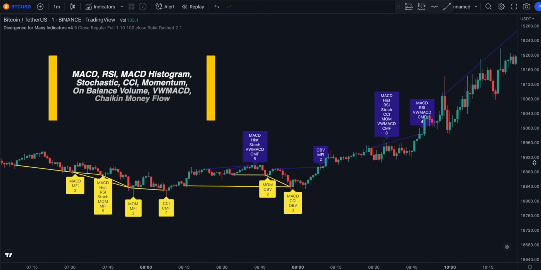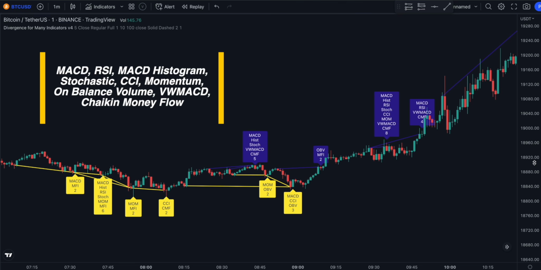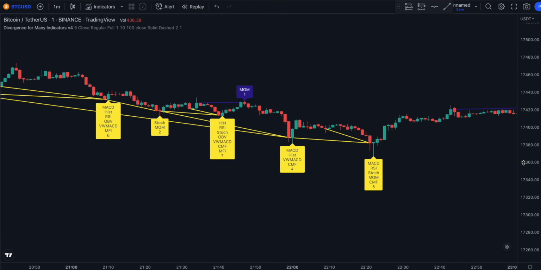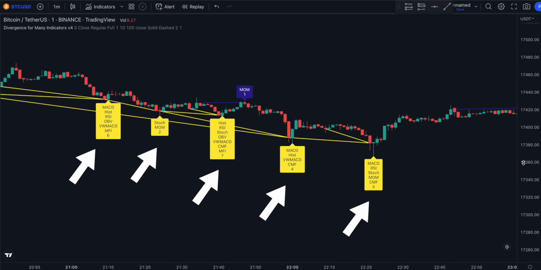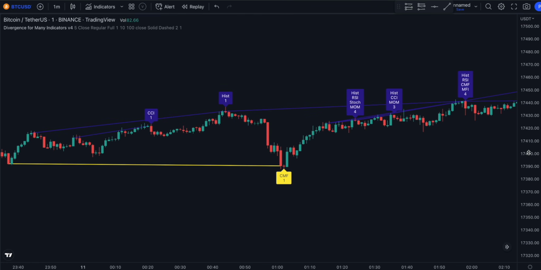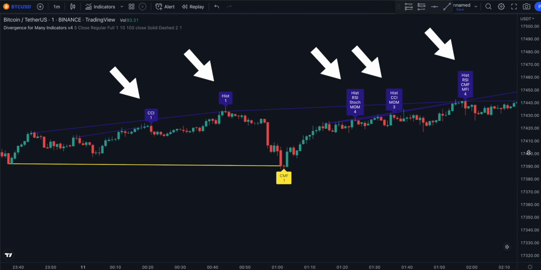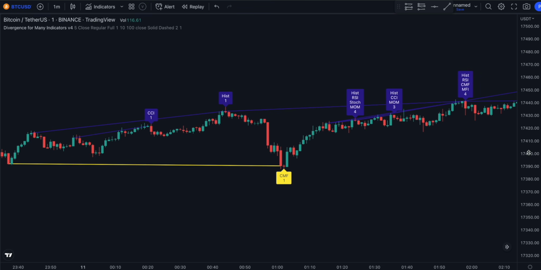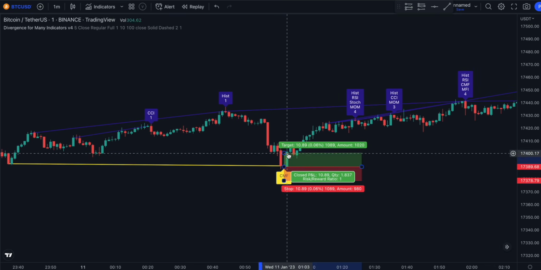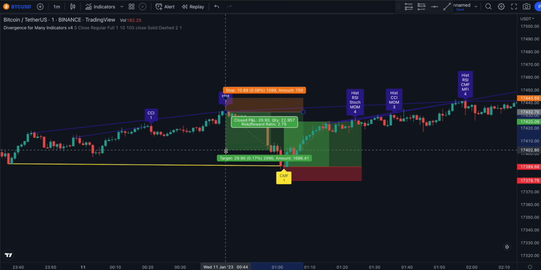The indicators it searches divergences on are MACD, RSI, MACD histogram, stochastic, CCI, momentum, OBV, volume weighted MACD and Chaikin money flow. Whenever the indicator spots a bullish divergence, a yellow label is printed on a chart. And whenever it spots a bearish divergence, it prints a dark blue label above the price. The more indicators it found divergences on, the stronger the signal. Some of these signals can be quite accurate, but I do not recommend using this tool on its own.